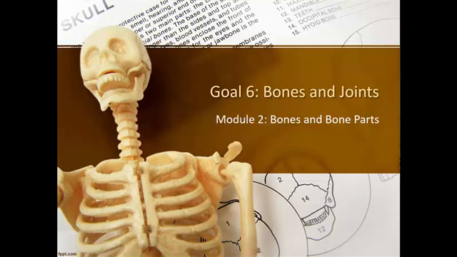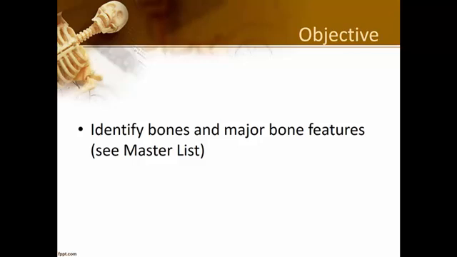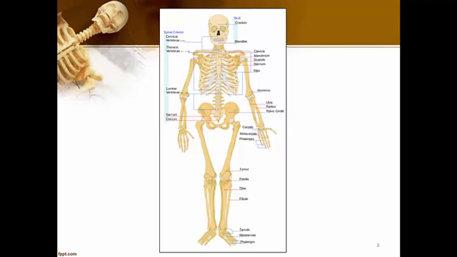This is Goal 6, Module 2. Basically, it's to name the bone parts and name the bones. It will be used mostly for lab. So we're going to talk about the bones and the major features. See your master list for the entire thing that you need to know. Here's a skeleton with some of the major bones listed on here.